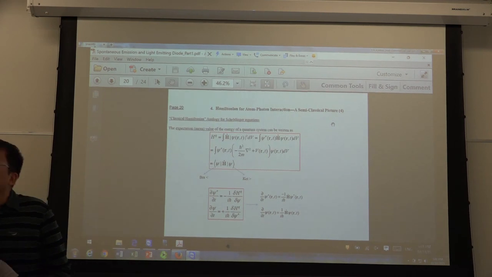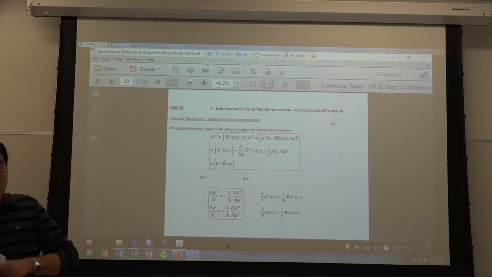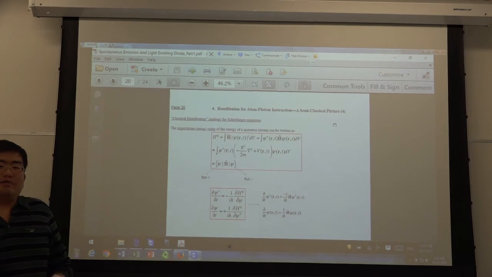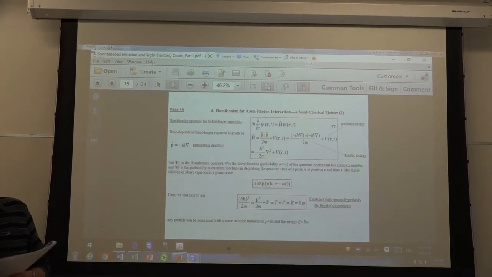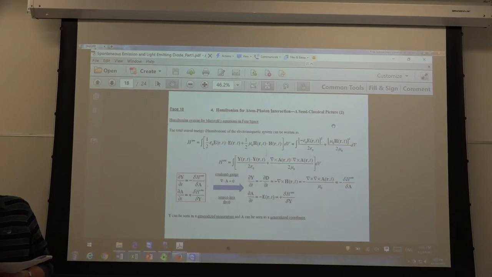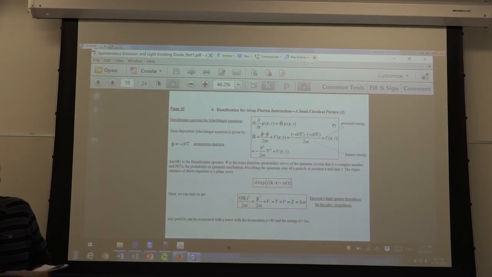Okay, so I think I should stop here. Any question about this part, about this Schrodinger equation or Hamiltonian system? A little bit difficult.